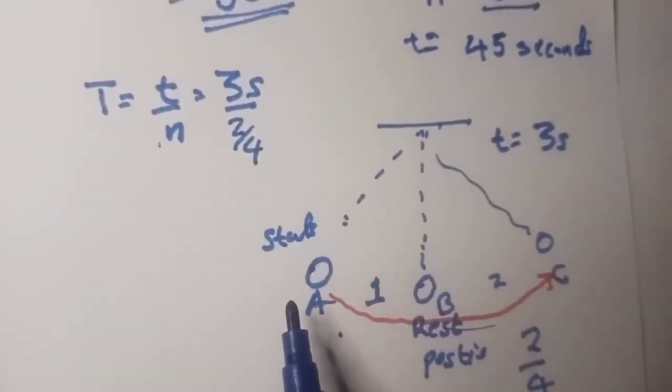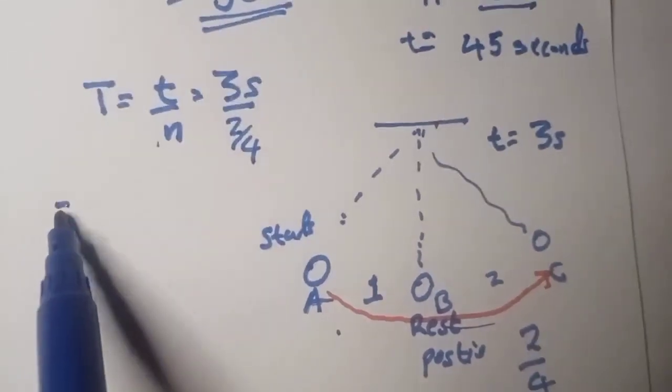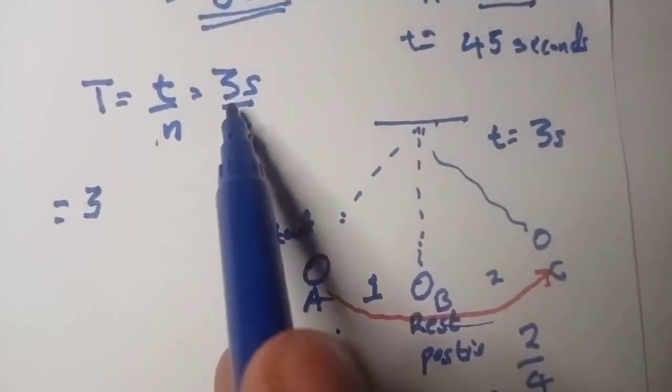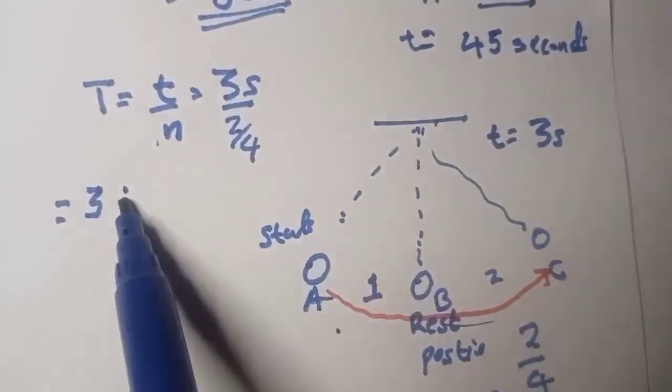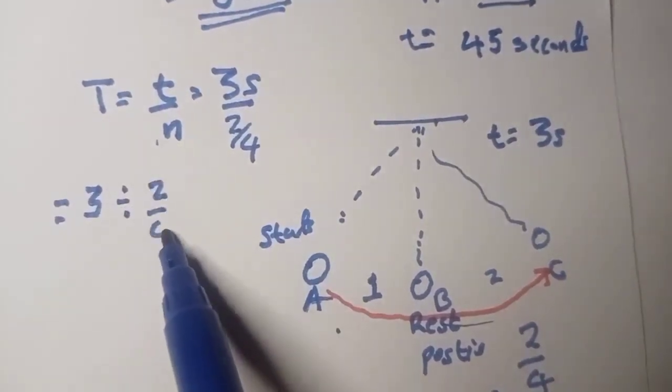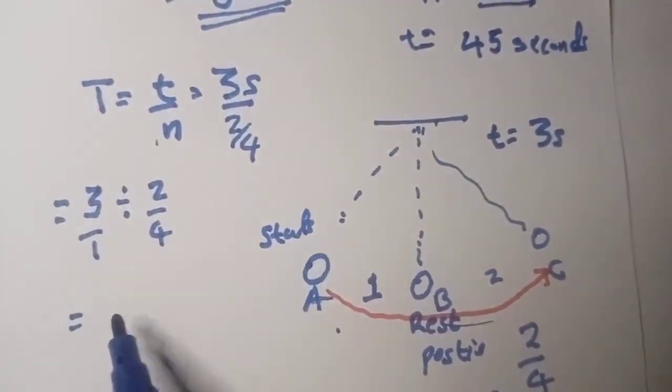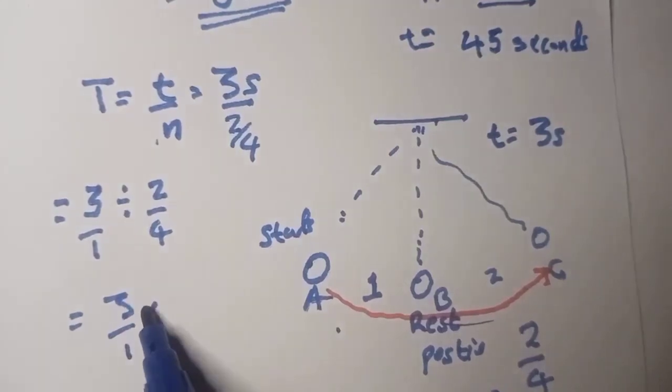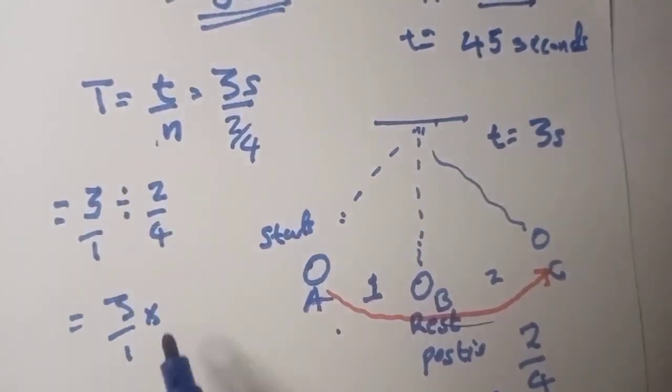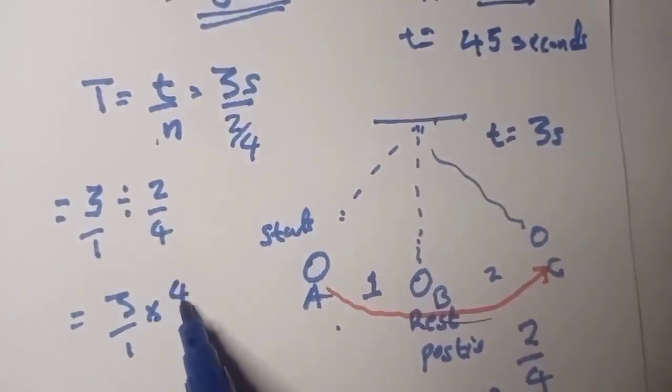Okay, 2 over 4. So we can take this here. So you have 3. So this division sign will change like this. Then you have 2 over 4. Then you can put this over 1. So this is 3 over 1 times. So this sign changes to times. So that will be 4 over 2.